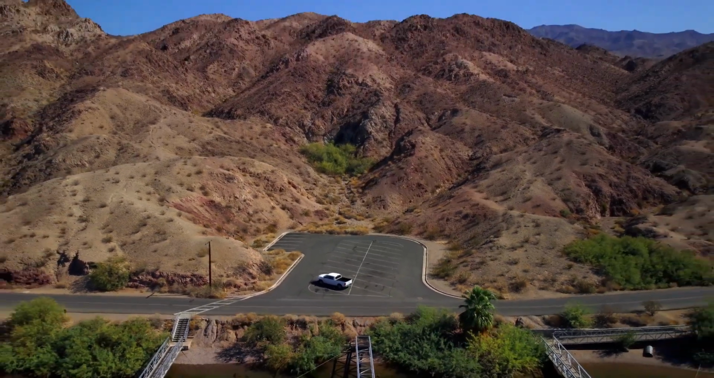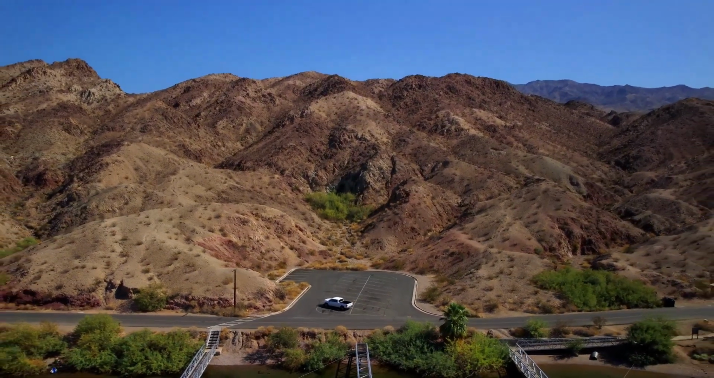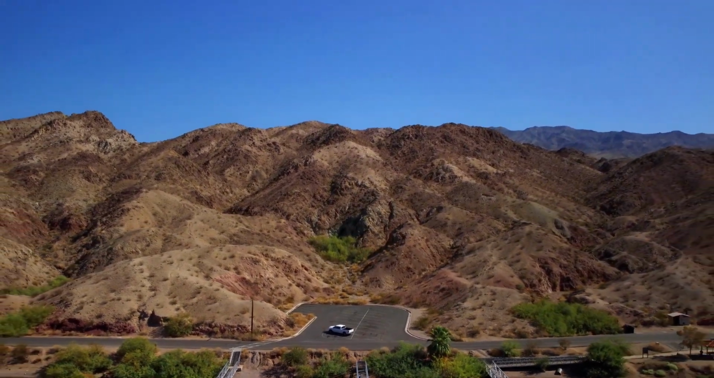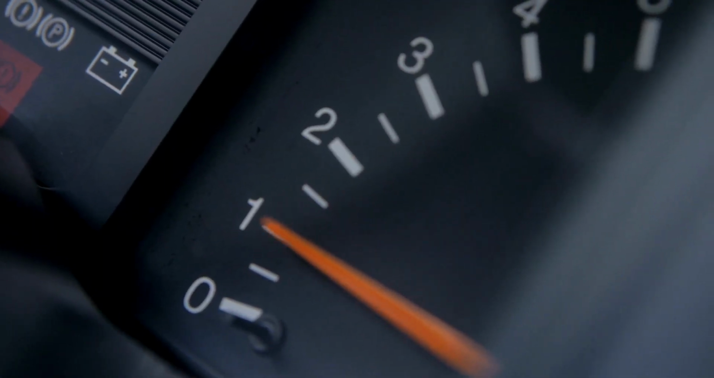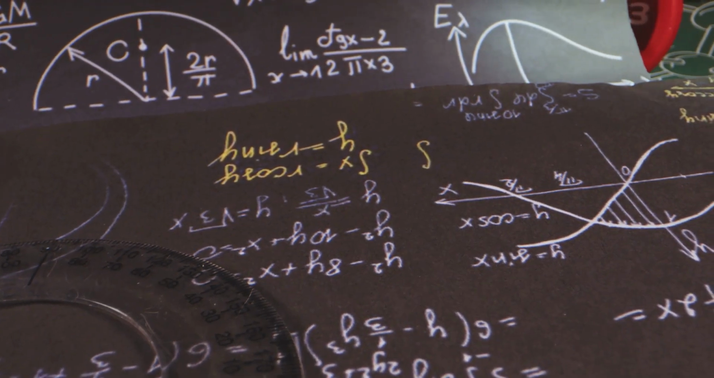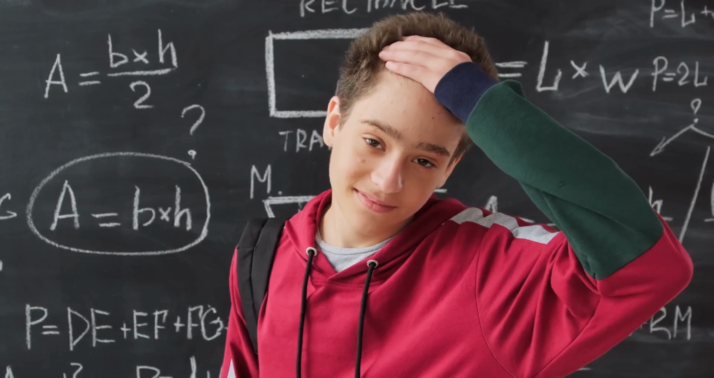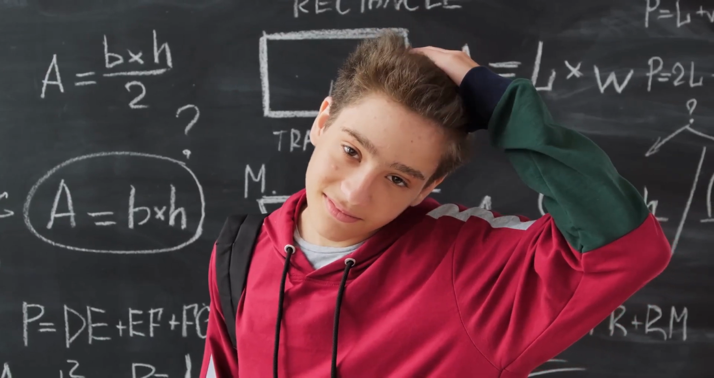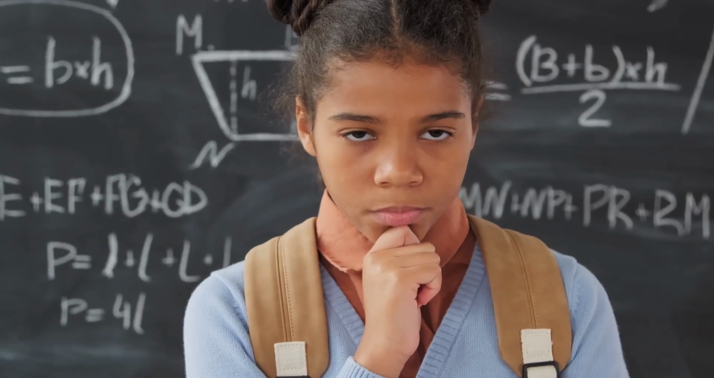Now imagine you're trying to calculate the speed of your car at the exact moment you reach the foot of the mountain. You have zero distance covered in zero time. This gives us 0 divided by 0, which is what mathematicians call an indeterminate form. It's like asking, what happens when you divide nothing by nothing? It doesn't give us a clear answer right away.